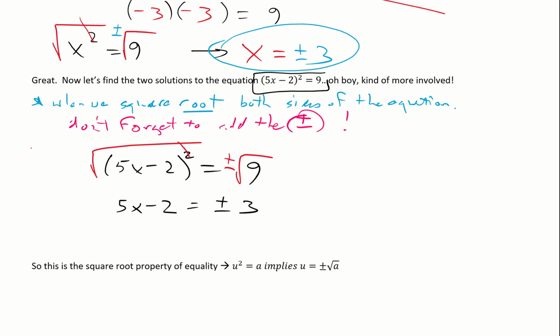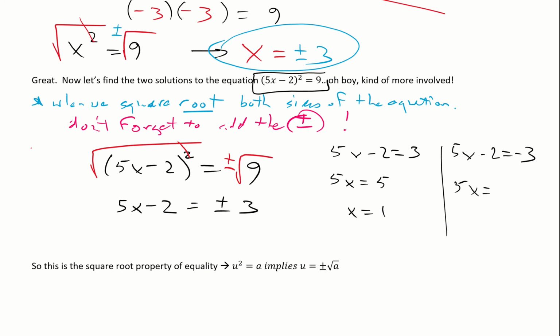But I think what we should do is be careful and go 5x minus 2 could be 3. 5x minus 2 could be minus 3, and solve them individually. That might be useful or easier. So we're getting 5x is equal to 5, so our first answer is 1. Over here, 5x is equal to what? Minus 1. The other answer is minus 1/5. And you see, it's not terrible. Just split it into 2 pieces and go to town.